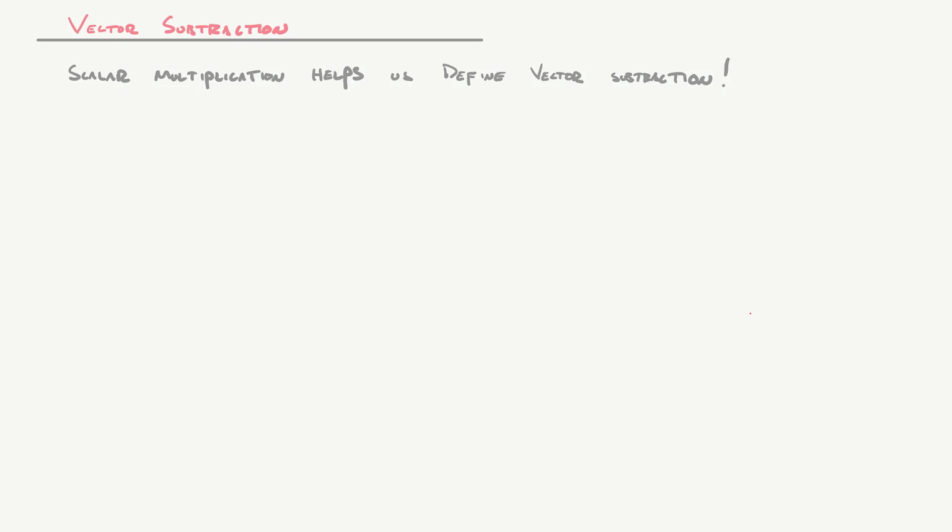Now, the whole reason we went through scalar multiplication is so that it can help us define vector subtraction. Because here's the thing. We know vector addition, we know how to do that, and now we know how to multiply by negative numbers. And ask yourself this: what is subtraction other than the addition of a negative?